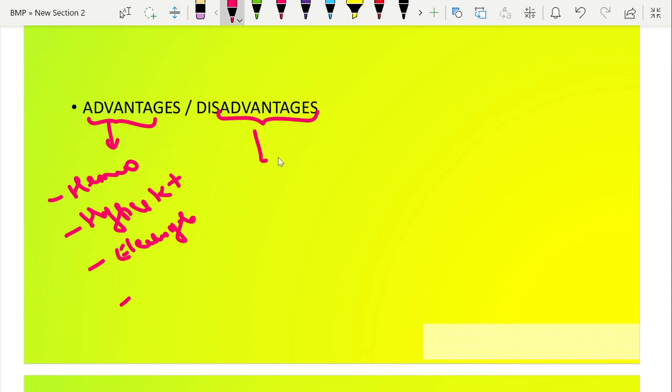What are the disadvantages? Vascular access is required. You have to put a catheter. The catheter might get infected, CRBSI. The catheter might get blocked. Yes, even though hemodynamic stability is there, the patient might go into sudden cardiopulmonary arrest during the dialysis.